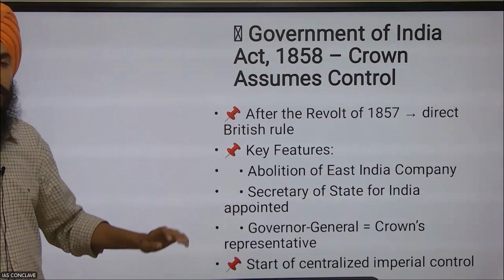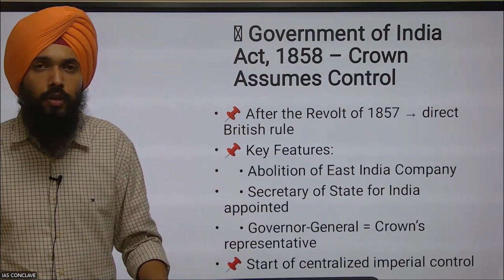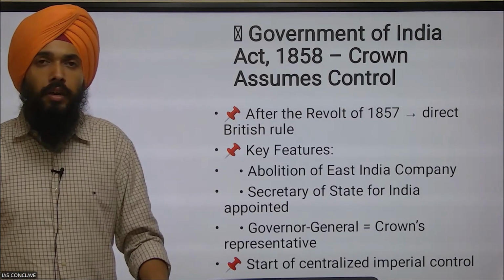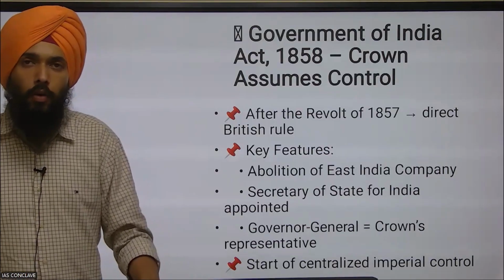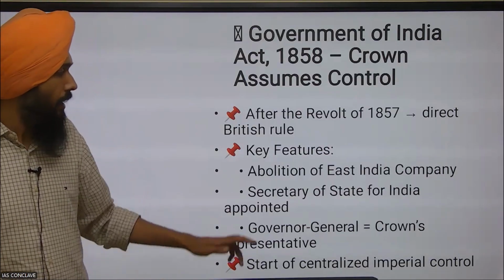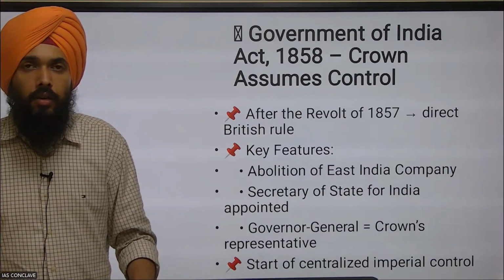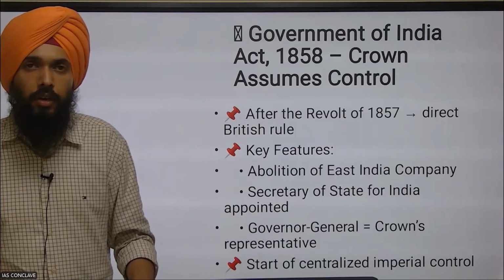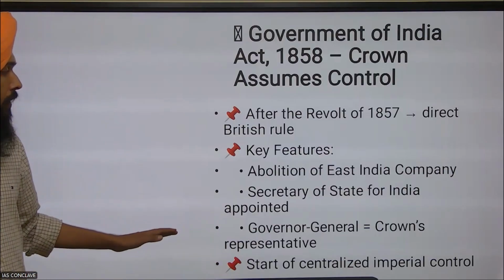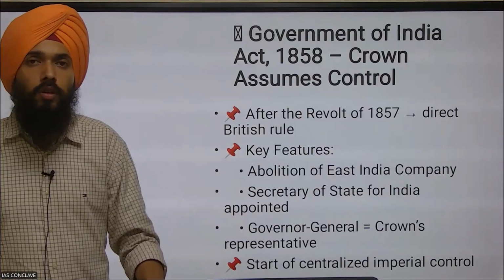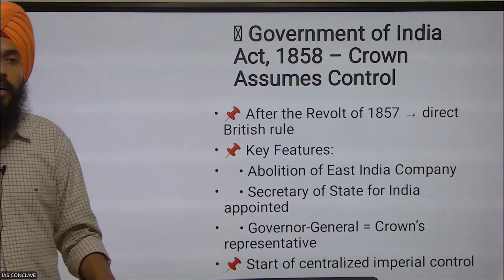After 1857, what were the key features? In the historical underpinning of our Indian Constitution, we will see the relevance of the different acts and what were the changes. Like from company to crown in the 1858 Act, the Secretary of State was appointed in Britain. Who was the Secretary of State? He was a member of the British Cabinet. The Governor General was the Crown's representative. Then the start of centralization.